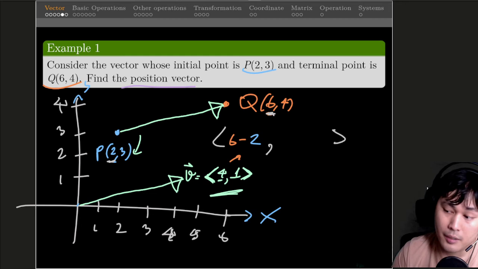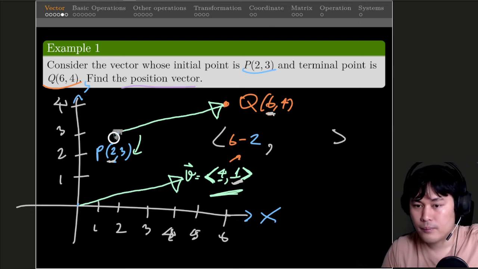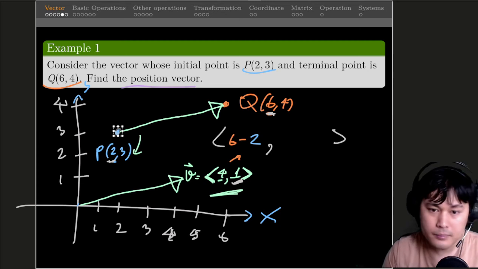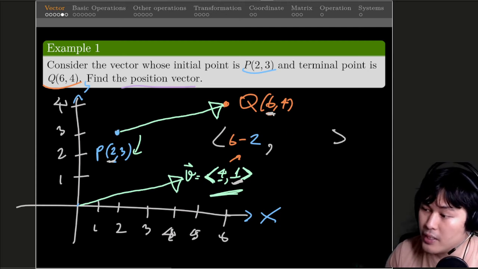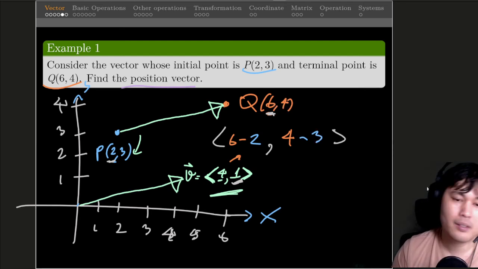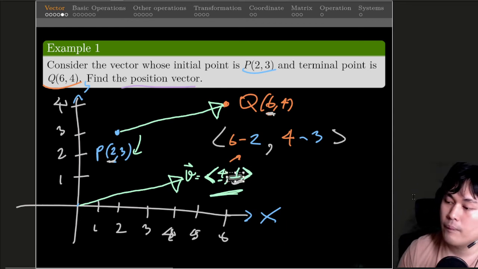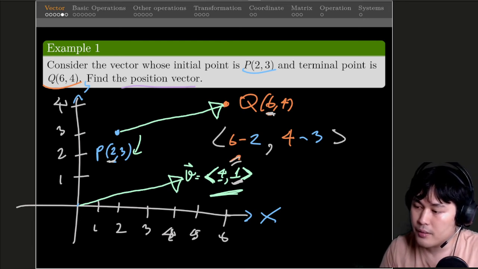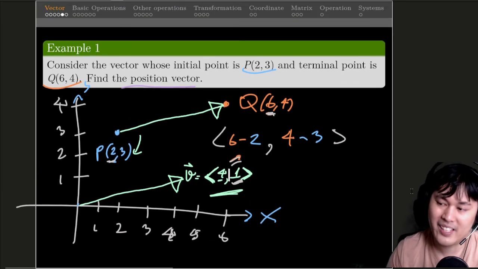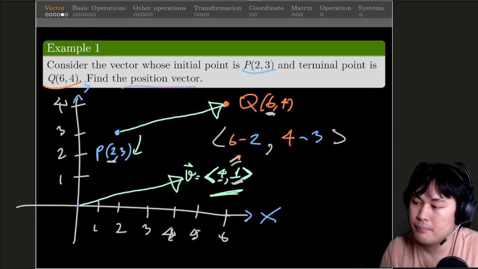And also, how do you get the 1? You move from 3 up to 4, so that will be 1 step up. Moving 1 step up, you find that by starting from the terminal point and subtracting the initial point. That's how you determine the second coordinate, or the second component, of the vector. And so that's the position vector. We just find the vector from the 2 points.